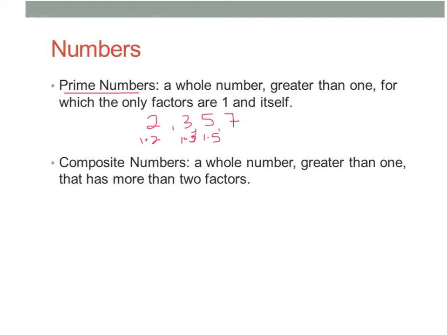Those are prime numbers. Composite numbers are whole numbers greater than 1 that have more than 2 factors. So if you look at 4, 4 can be made by 1 times 4 or 2 times 2. So there are more than 2 factors there. By the way, 1 is neither prime nor composite because 1 only has 1 factor.